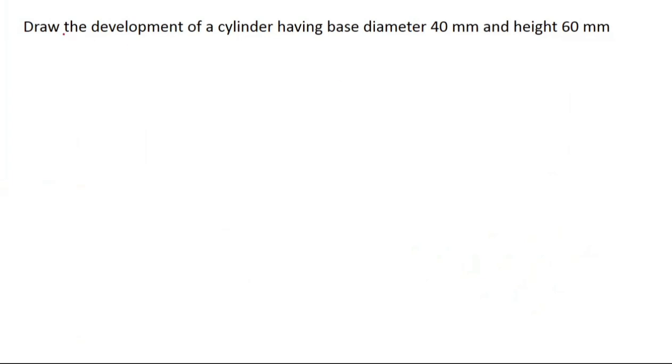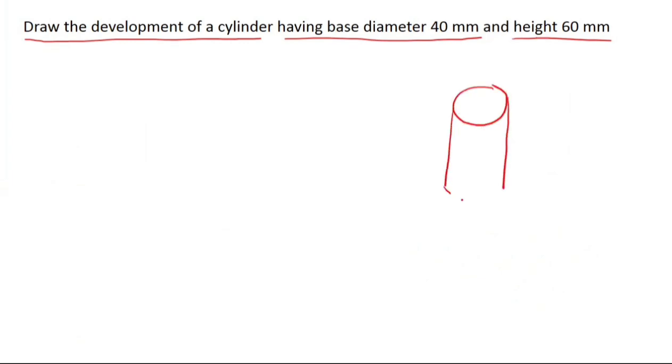That question is, draw the development of a cylinder having base diameter 40 mm and height 60 mm. See how the cylinder will look. You all know that a cylinder looks like that in 3D. Top and bottom are both circles, and each has a diameter of 40 mm, and the height is 60 mm. He can give you the axis length also, which also means that the height of the cylinder is 60 mm.